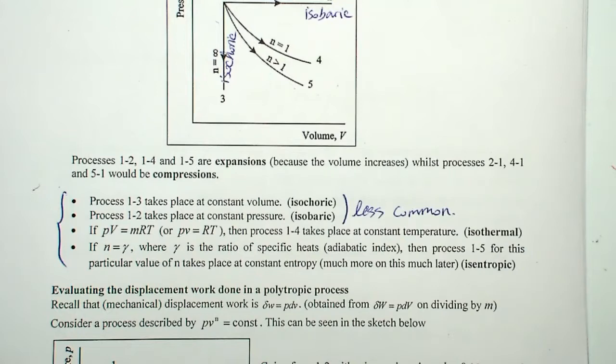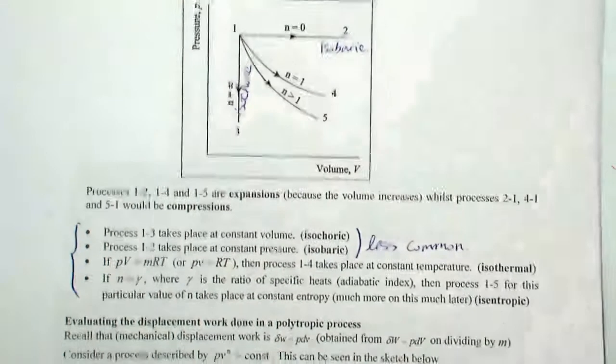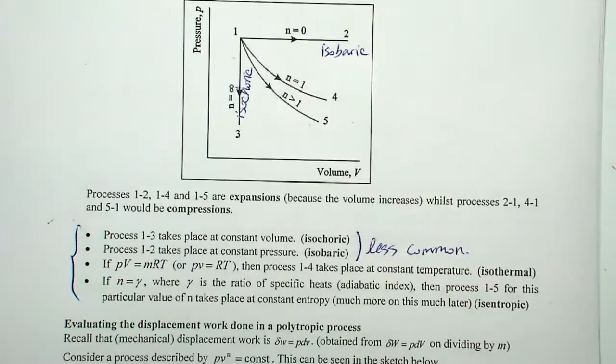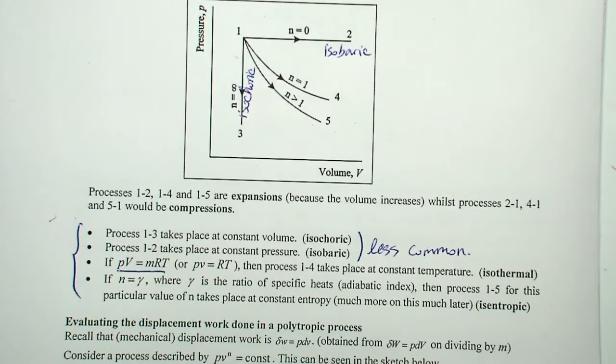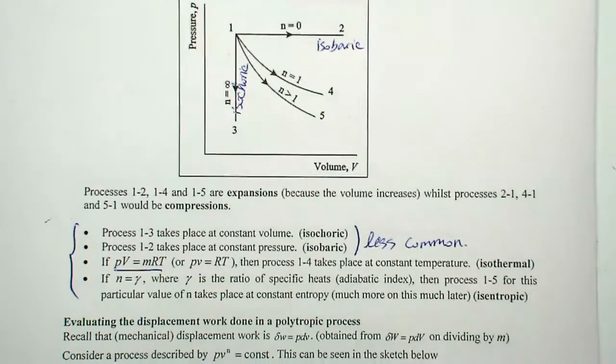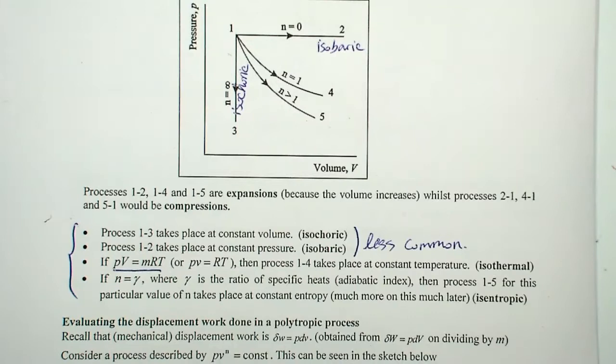What if n is equal to 1? That is process 1 to 4, for example. And in that case, you end up with this equation, which a lot of you may recognize. That's what we use in ideal gas law and lots of things that we're going to come across a lot in the future. For now, let's just assume that if n equals 1, then this process happens at a constant temperature, and therefore that process is called isothermal.